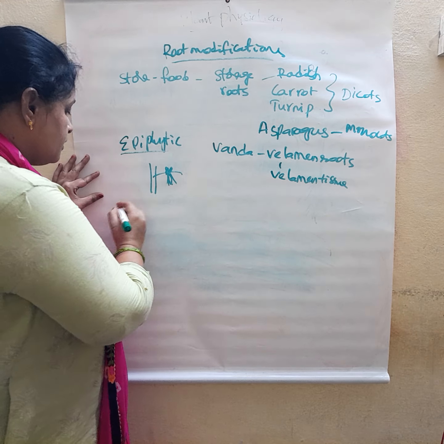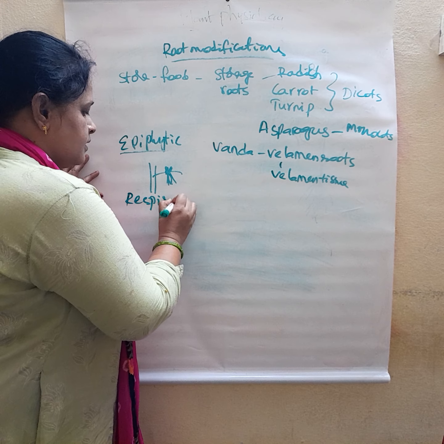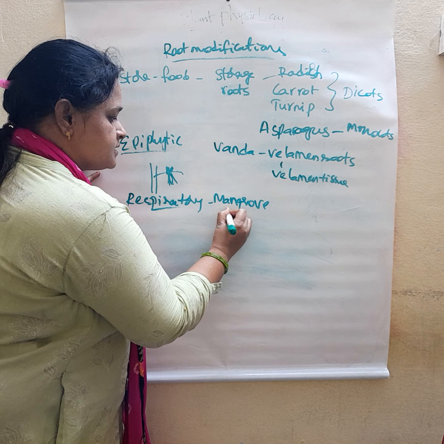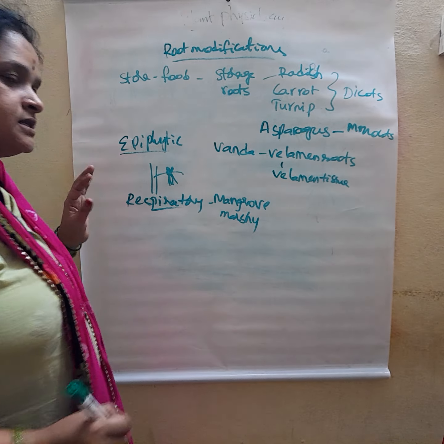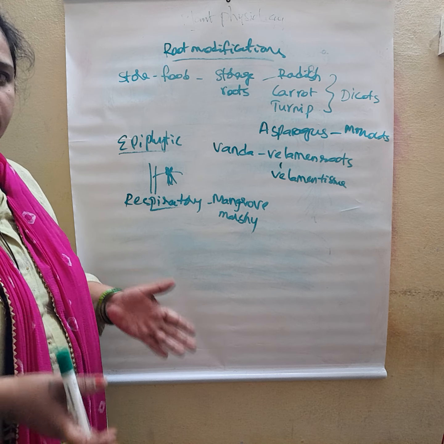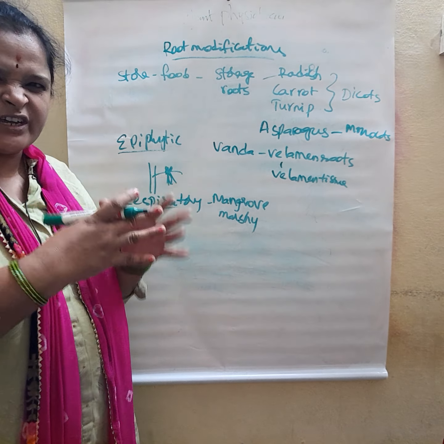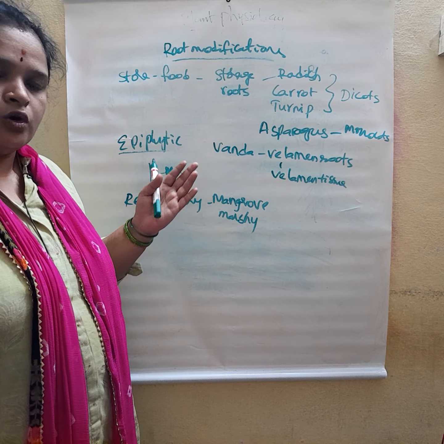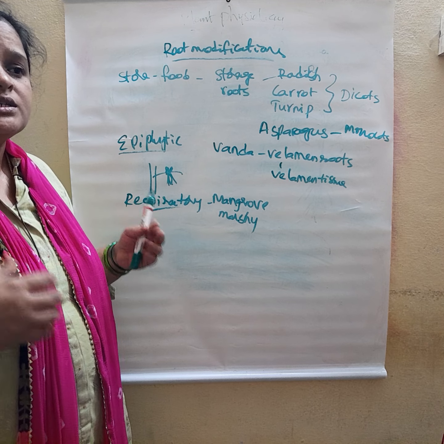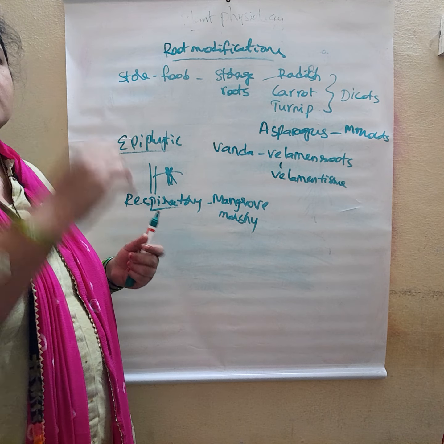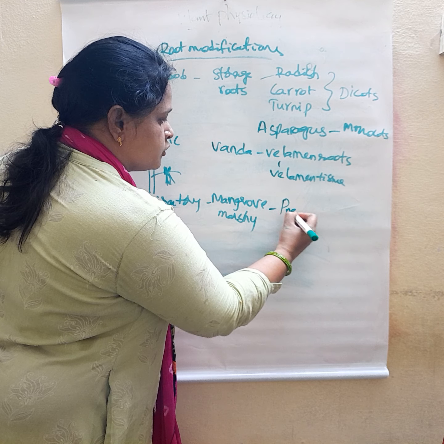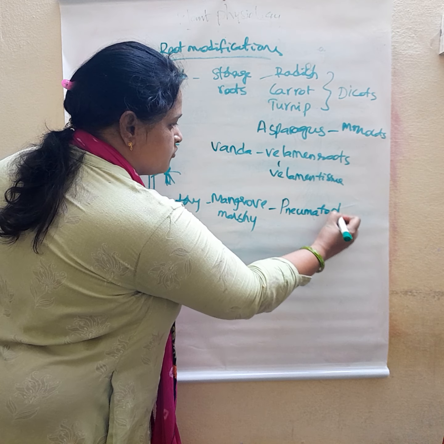Next, respiratory roots. Respiratory roots are seen in mangrove plants, in marshy areas. They grow in marshy areas. That means usually marshy areas are waterlogged. Water is more in that soil, so there will be suffocation. Total water is there, so automatically suffocation will come, right? So due to the suffocation, the roots come out. They are aerial roots. So they are called pneumatophores. The specialized roots called what? Pneumatophores.